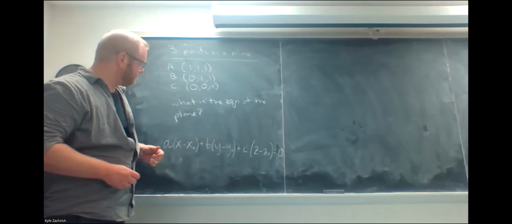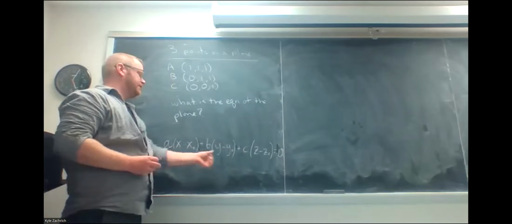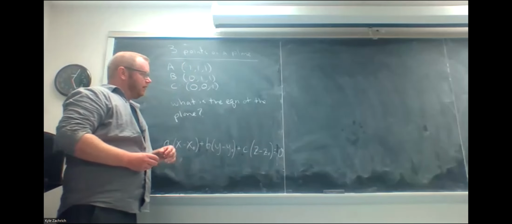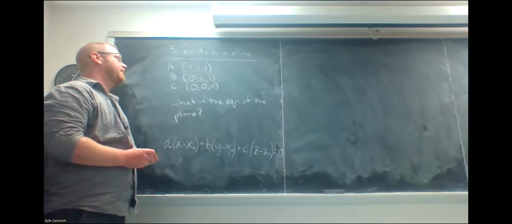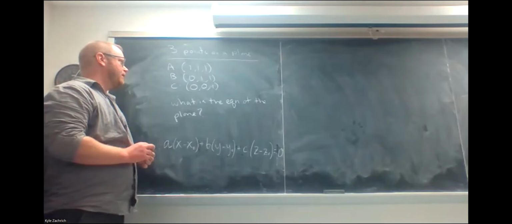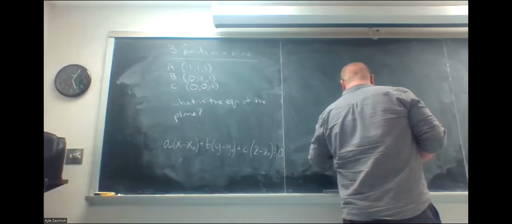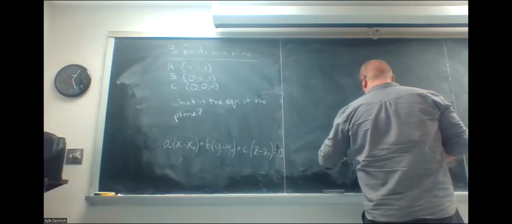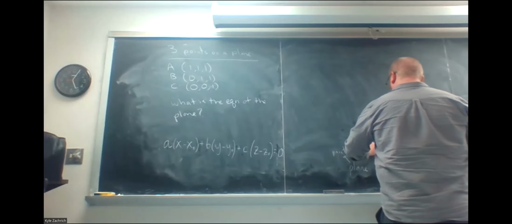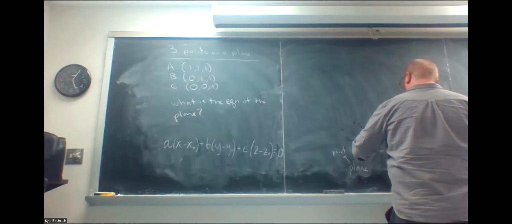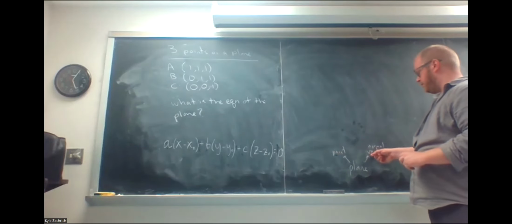If we can figure out the A, B, and C, and we can figure out X naught, Y naught, and Z naught on here, then if we can fill all those in, we'll have the equation of a plane, this plane specifically. So for a plane, we need a point on the plane, and we need a normal vector.